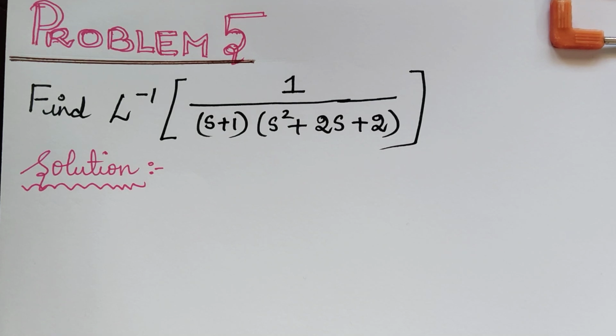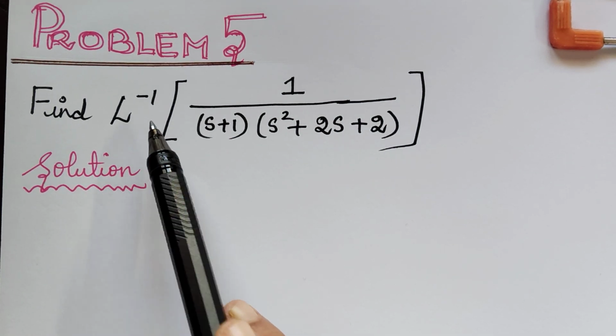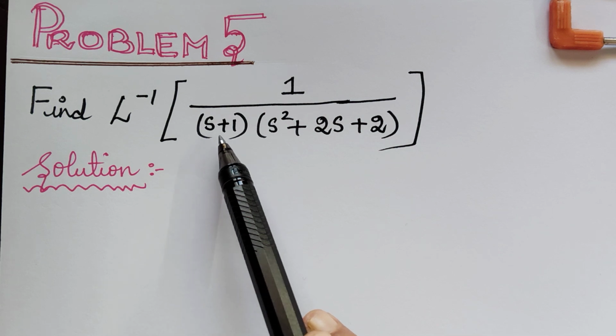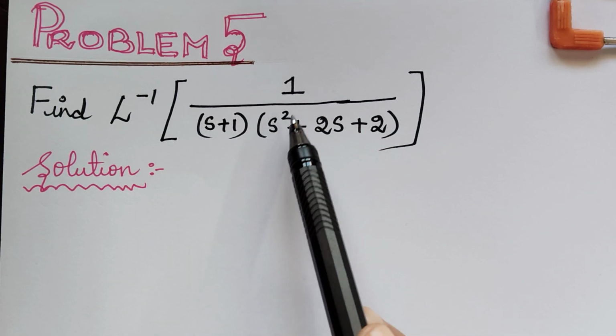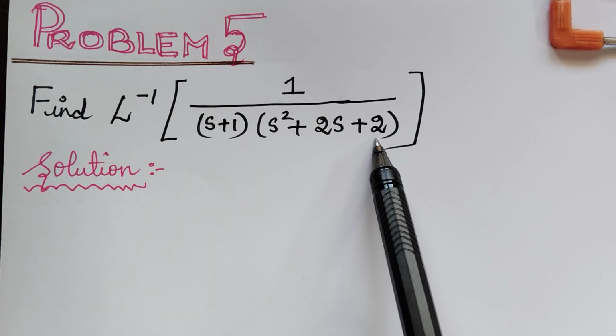Dear students, we are solving problems under the topic inverse Laplace transform using partial fractions. So now here the question is, find the inverse Laplace transform of 1 divided by s plus 1 multiplied with s squared plus 2s plus 2.